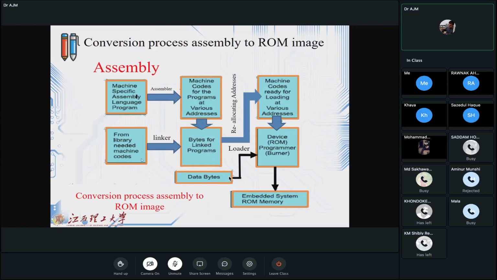And we have another part from the library, which feeds the linker. These two do the relocation of addresses in the memory, and then with the data bytes, the loader part sends them to the device ROM programmer and burner, and then the result comes to the embedded system ROM memory. This is how we do the conversion process of assembly language to the ROM image.